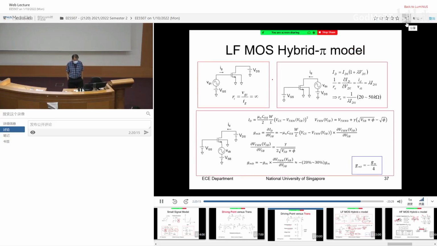Now, LF stands for low frequency. So for low frequency, we already analyzed, we know the GM, how the GM looks like. But there is only one parameter, the trans parameter. We also have the driving point parameter, which is the output resistance. So you can see if you apply the voltage at the output, we observe how much current changes at the output. That will give rise to the output resistance, delta ID versus delta VDS, which is 1 over R0. So this gives me output resistance.